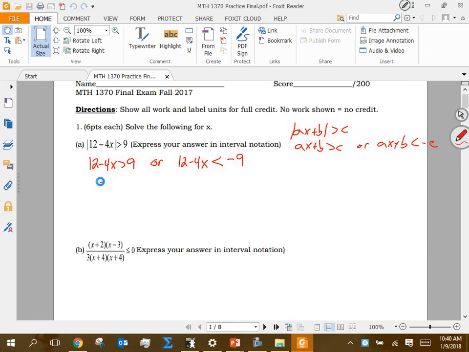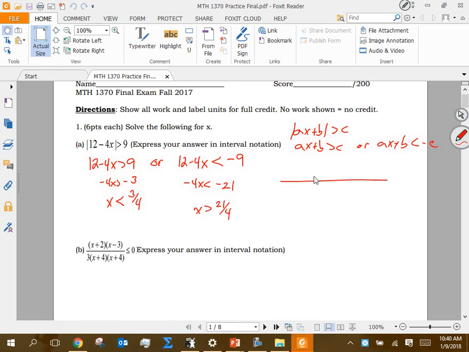I'll go ahead and solve this. Negative 4x is greater than negative 3. Divide by negative 4, so we get x to be less than 3/4. Here we go, do the same thing. We get negative 4x is less than negative 21. Divide both sides by negative 4. I get x to be greater than 21/4.